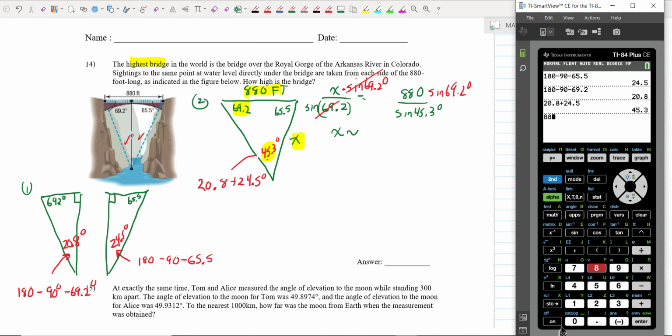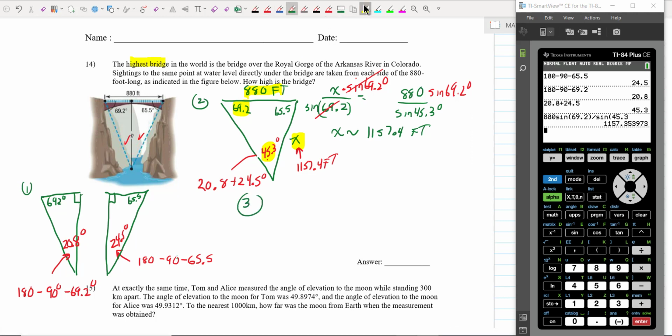So we go 880 times sine of 69.2, close parentheses, then divide that by the sine of 45.3. Okay, so that would give me, that side would be 1157.4 feet. Okay, so see, we know what that is now, so I'm going to fill that in. That side is 1157.4 feet.